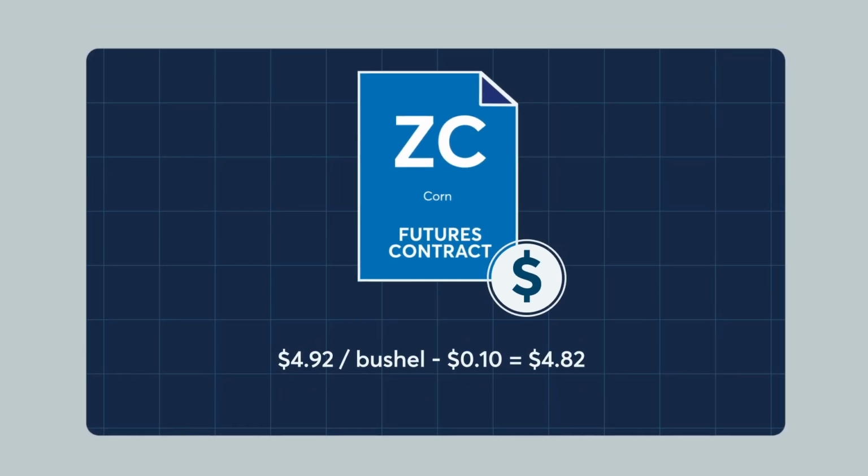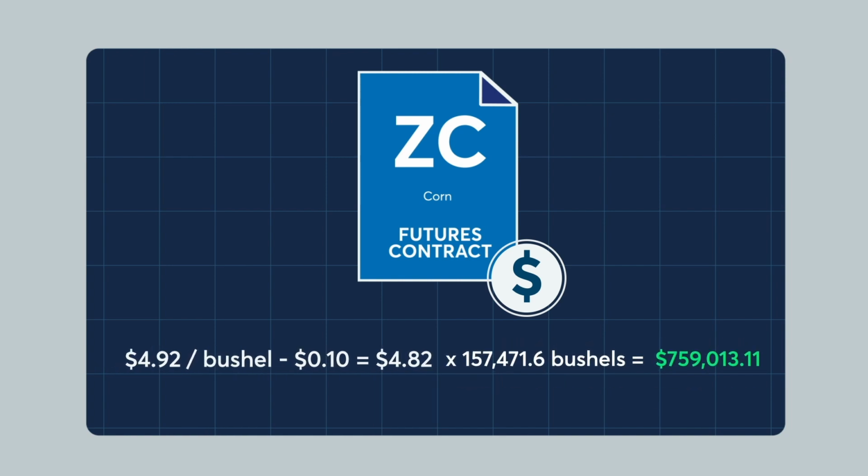The September corn futures contract is $4.92 per bushel. Since the agreed-upon price is the current September futures price minus 10 cents, they will receive $4.82 per bushel for a total of $759,013.11 in USD in September.